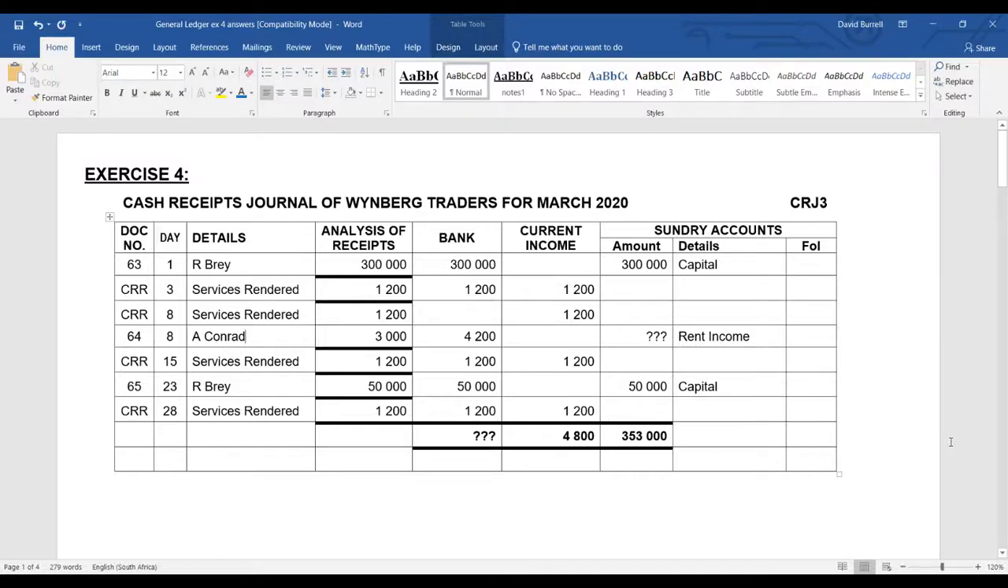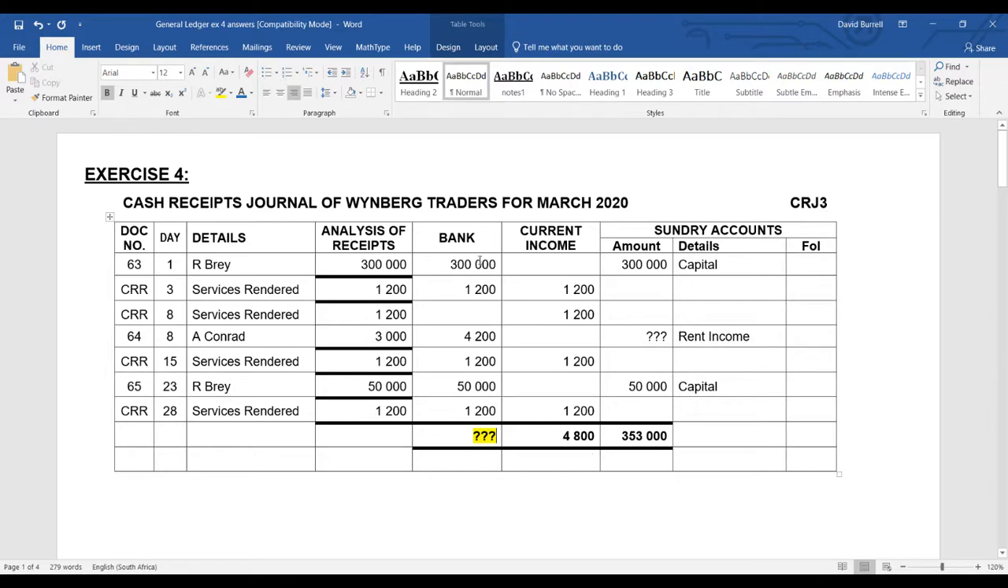We're going to have a look through exercise 4 in the general ledger. So let's take it from the very beginning. Now, in this exercise, you will notice that there are some figures missing from the cash receipts and cash payments journals. So, for example, what I'm talking about is if you look over there where I've highlighted, there's some question marks. So that figure is missing, the total of the bank column.